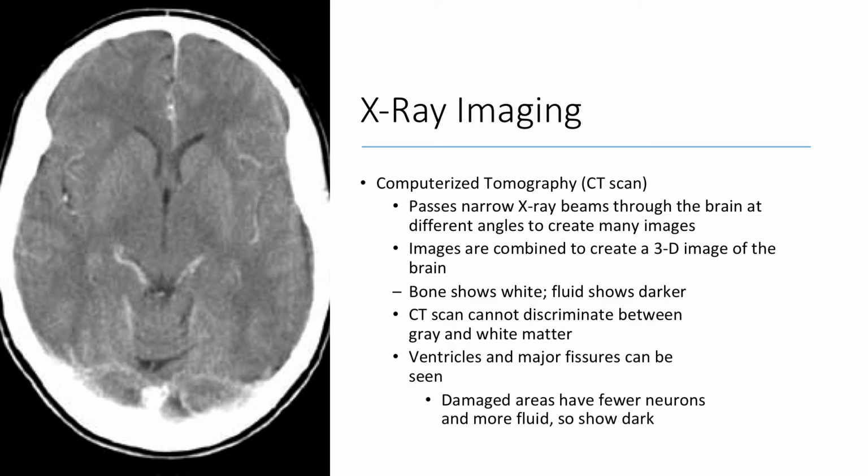And again, the gray and white matter in brain tissue does not look very different in a CT scan. It's all kind of one blurry image, right? So ventricular fluid is less absorbent, so ventricles should be darker in the CT scan. You can see a tiny bit of ventricle right here. Whenever there's damage in the brain or to the head, it will show up darker in the CT scan because damaged areas have fewer neurons and therefore more fluid. And if the CSF in the ventricle shows up darker, damaged areas should show up darker as well.